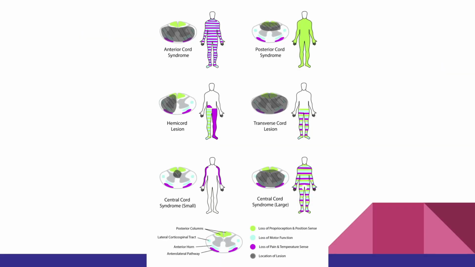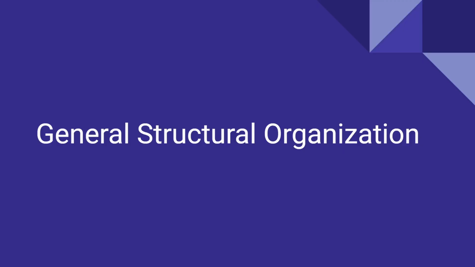So this graphic shows some of the sensory and motor changes that can be experienced depending on where a lesion occurs within the spinal cord. A lesion being an area of damage or injury. So now we're going to get into kind of the broader general organization of the brain.